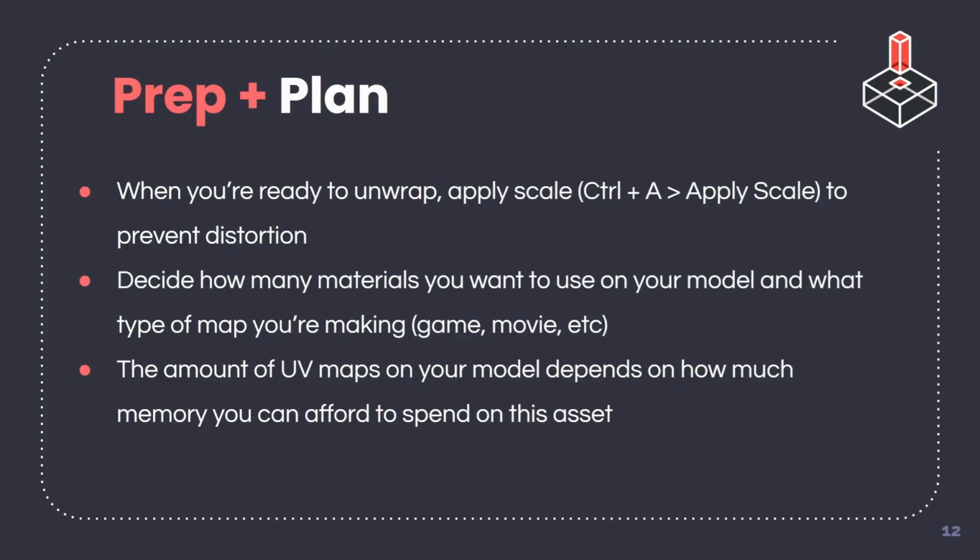Let's talk about prepping and planning. When you're ready to unwrap, and we're talking about in Blender, so I'm going to give you some Blender hotkeys here that might help you out. You first want to apply your scale. You press Control-A, apply scale to prevent distortion.